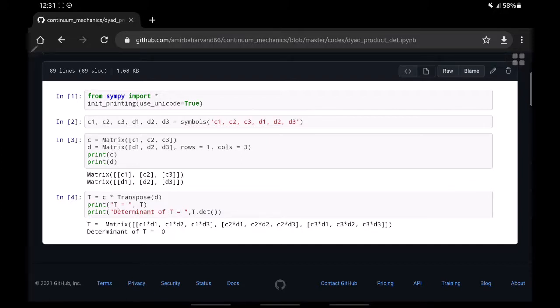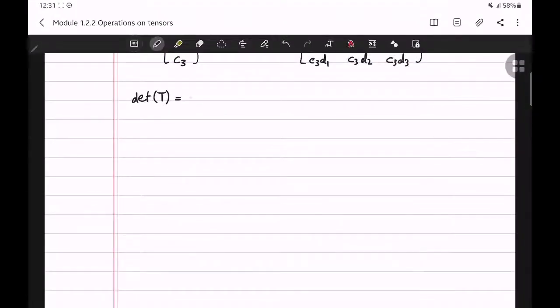So basically, T is a 3 by 3 matrix, let's say tensor, but it is written in matrix form, and the determinant of T is equal to 0. You can also do this by hand, so this gives 0.